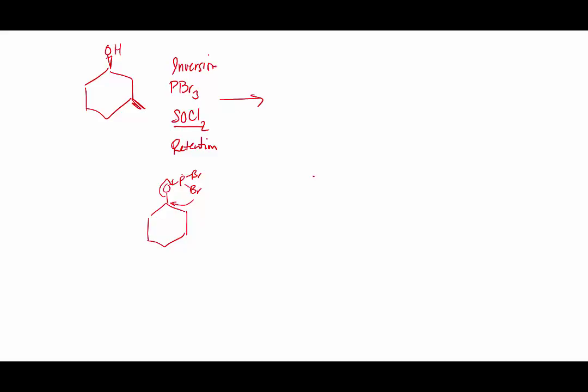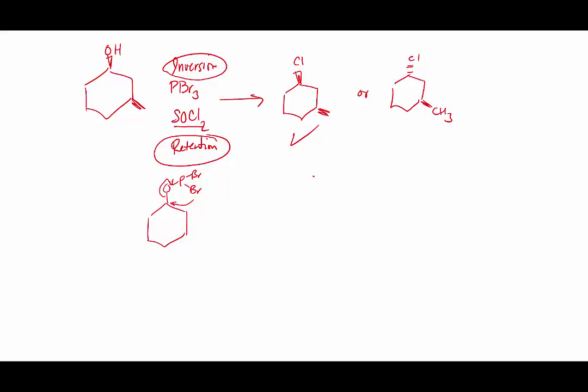And then you can imagine the sulfur being the same thing. So we're not really going to get into that, but here's what I will say. I guess you can remember these: PBr3 inversion, SOCl2 retention, but you will get one or the other. You will not get 50-50 both, is the critical part. So in this case, if SOCl2 is retention, that would be the major product.